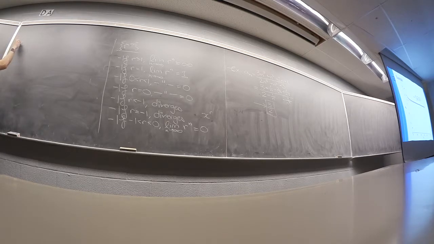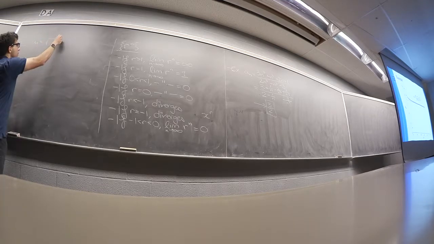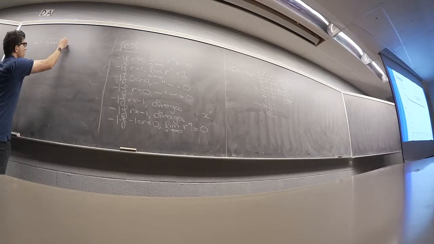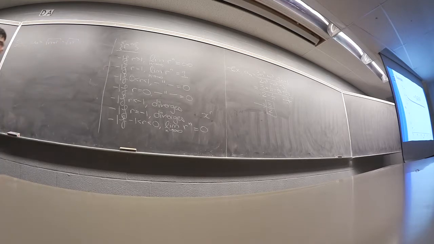Example. Square root of n plus 1 minus the square root of n. And again, tell me the same stuff. Does it converge or diverge? If it diverges, does it do it in a special way? And if it converges, what's its limit?